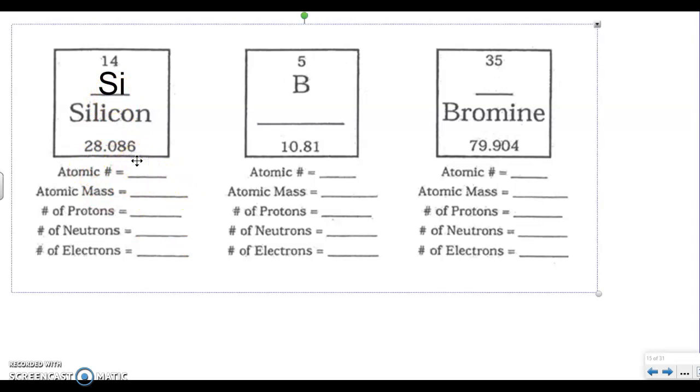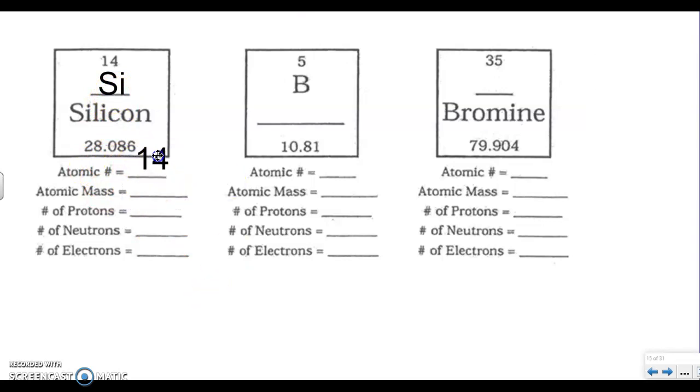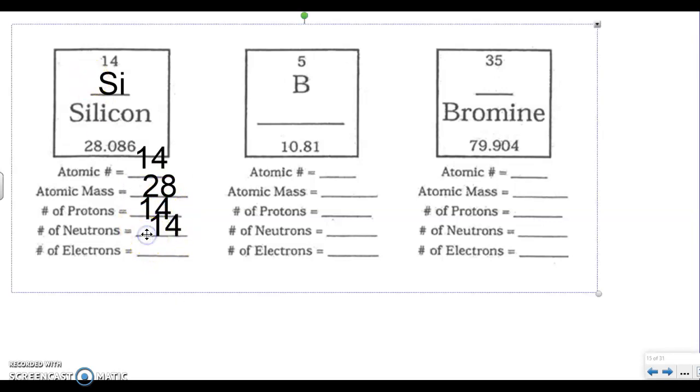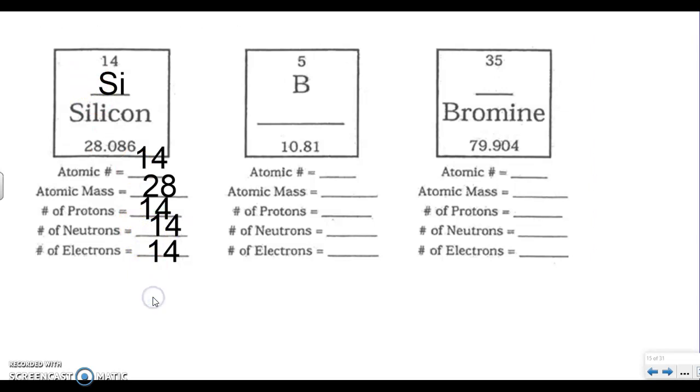The atomic number is 14. The atomic mass, and we want to round that, will be 28. The number of protons is the same as the atomic number. That is 14. To get neutrons, we subtract the mass minus the protons. In this case, another 14. And the electrons, being negative, have to balance with the positives, so again, a 14.